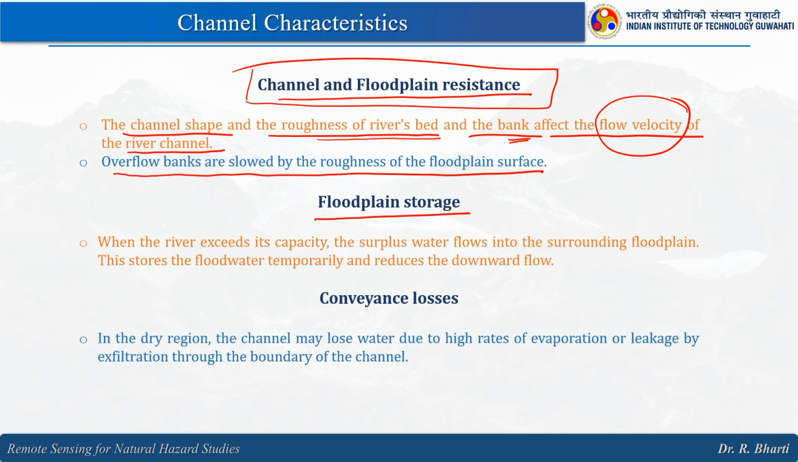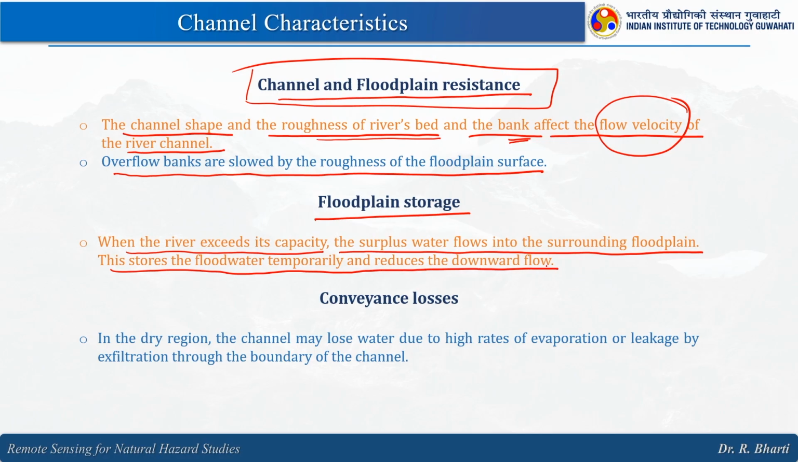Then floodplain storage. When the river exceeds its capacity, the surplus water flows into the surrounding floodplain areas, right. This stores the flood water temporarily and reduces the downward flow. So, let us say you have a river system, and in some of the regions you have the floodplains, right. These floodplains are the adjacent areas which can accommodate the extra water temporarily, and this reduces the surface runoff in the main stream. So, this will also delay the flooding, right.